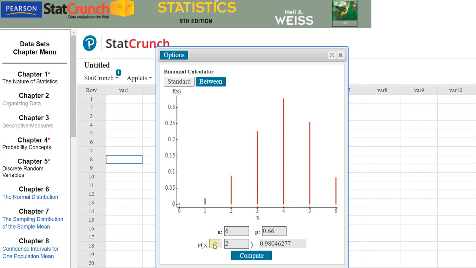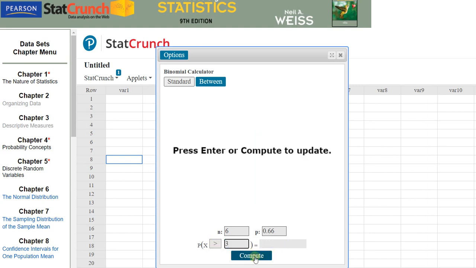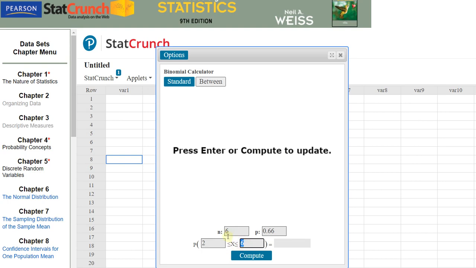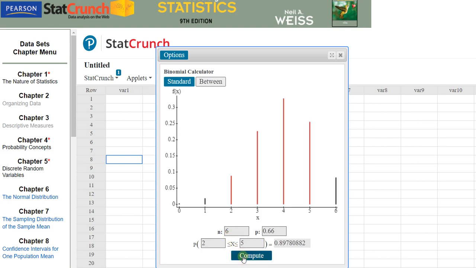And if the question said, for example, what is the probability that more than 3 of the 6 believe our food is safe, more than 3, you just go greater than without the equal sign, and 3. You just have to make sure you translate those probability questions correctly into an inequality. If it said between 2 and 5 inclusive, I'm just making these up, it would be that.